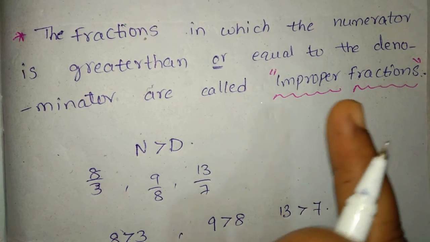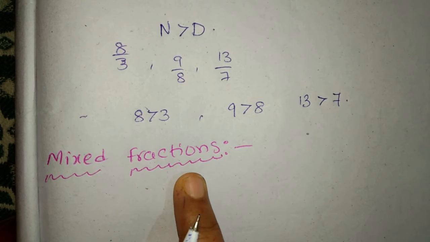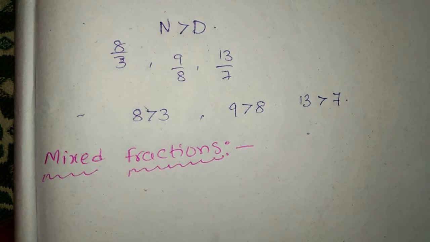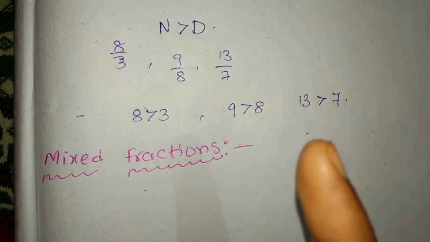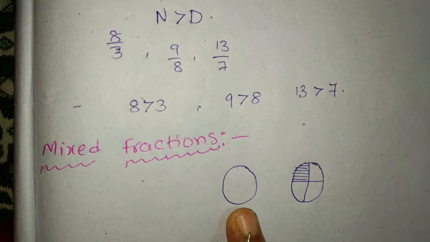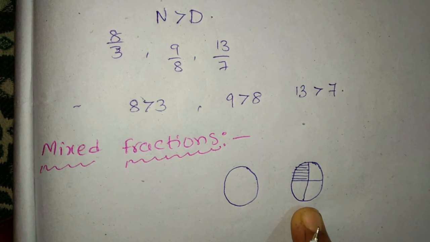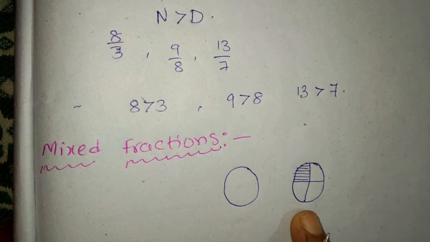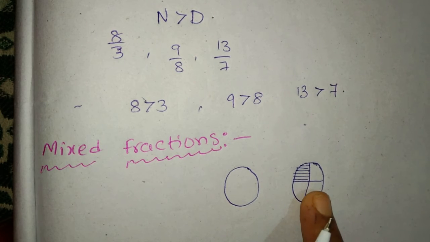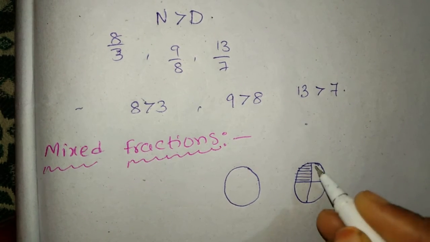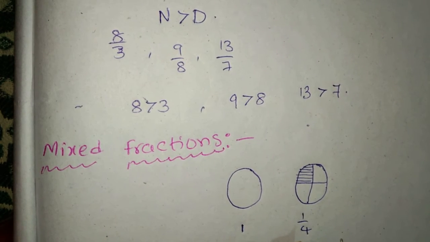Now let us see the mixed fractions. Mixed fractions means we take one whole object and one part. First, you see the whole circle and the other circle which is divided into 4 equal parts. Now, we take one shaded part out of 4 equal parts. This represents 1 by 4.